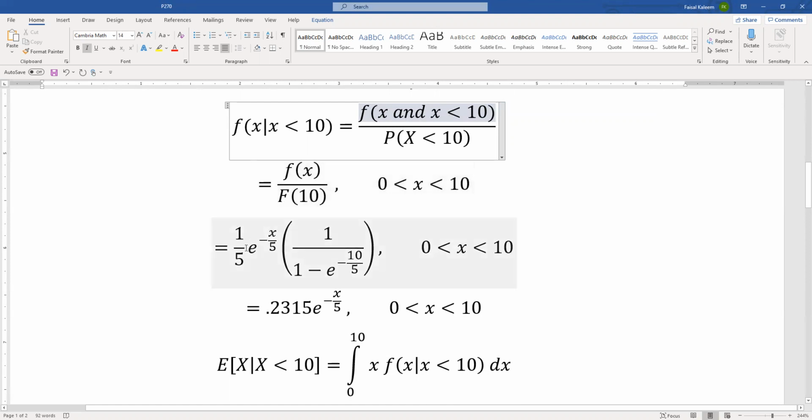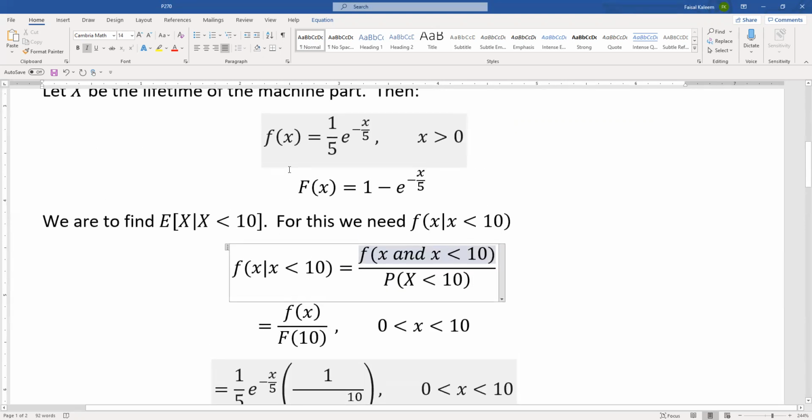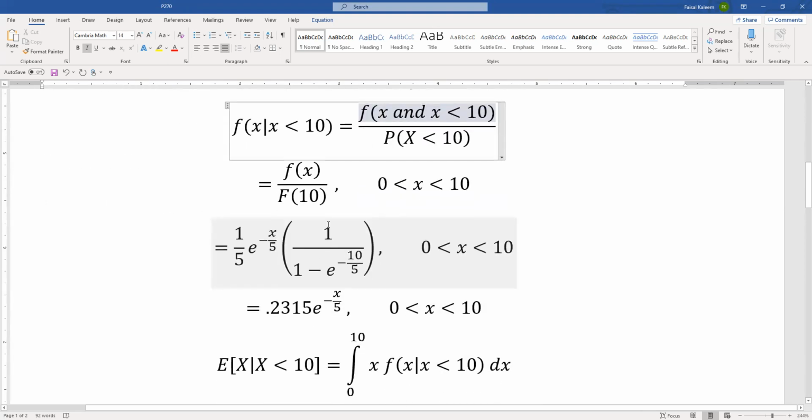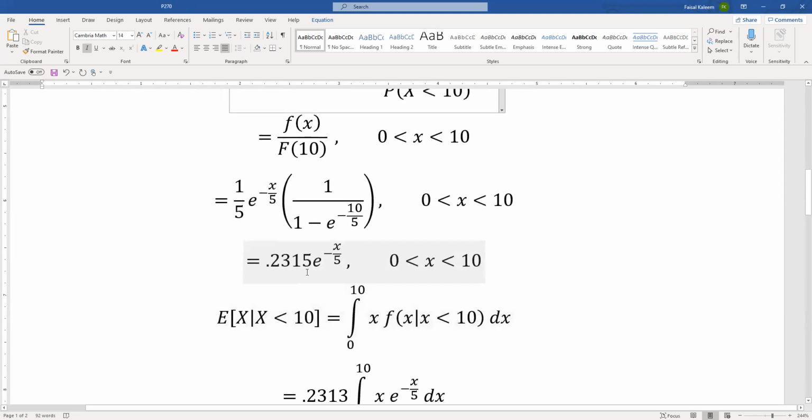And then we substitute the values. F of x was 1 over 5 e to the negative x over 5. And the big F of 10 is obtained by substituting 10 here, so 1 minus e to the minus 10 over 5, and it's in the denominator, so 1 over that. Then you combine it with the 1/5, that simplifies to 0.2315, and then we have e to the negative x over 5. And now we have the probability function that we need for this expected value.